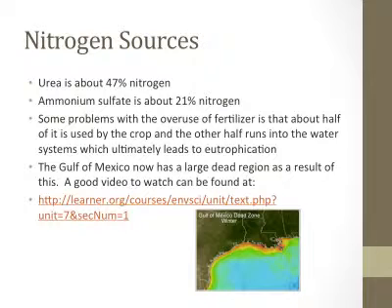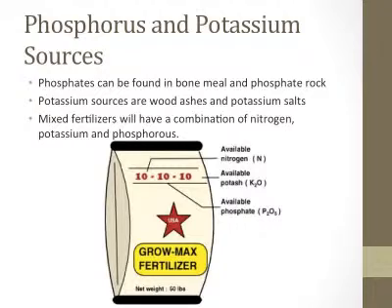Okay, well, nitrogen isn't the only thing plants need. What else did plants need? They needed nitrogen, they needed phosphorus, they needed potassium. Those are the three big ones, right? Those are the macronutrients. Well, we're not just worried about nitrates, we're also worried about phosphates. We can get phosphates from bone meal and phosphate rock, which are things we can find in the crust of our earth, so we can just mine for them. Potassium sources are wood ashes or potassium salts.